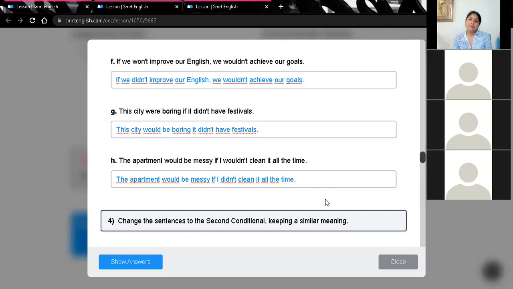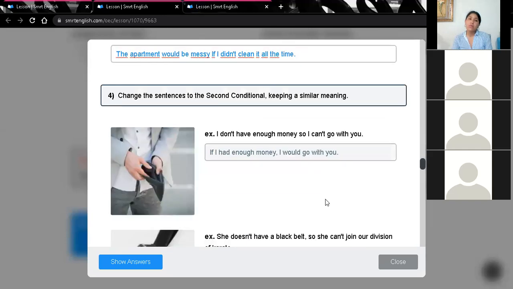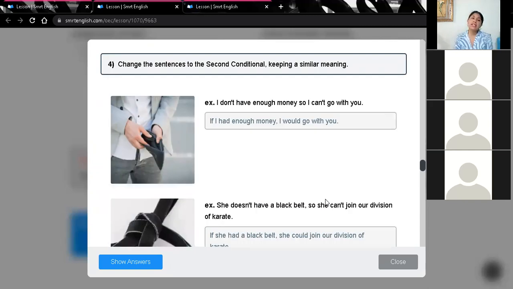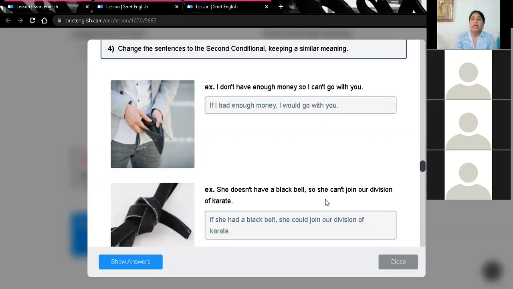Now it says in here, exercise 4. Questions about the previous exercise? No? Okay. So it says in here, change the sentences to the second conditional, keeping a similar meaning. For example, it says, I don't have enough money so I can't go with you. This is a real situation. So if I have to use the second conditional, which is the if with the past tense and would and could plus the infinitive, keeping the same meaning, then I have to change that.